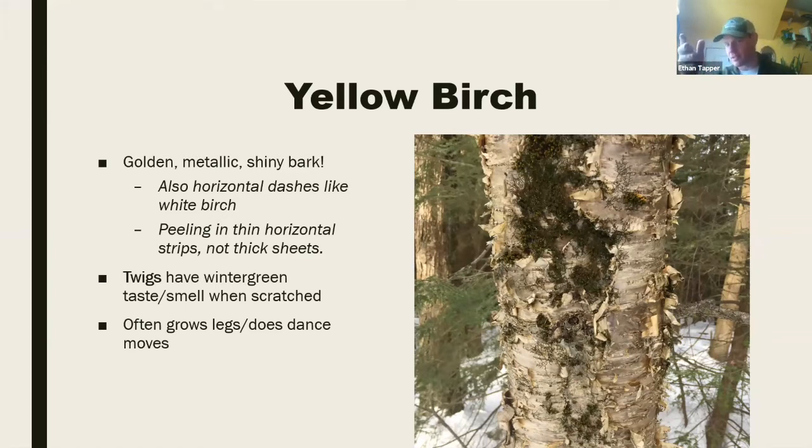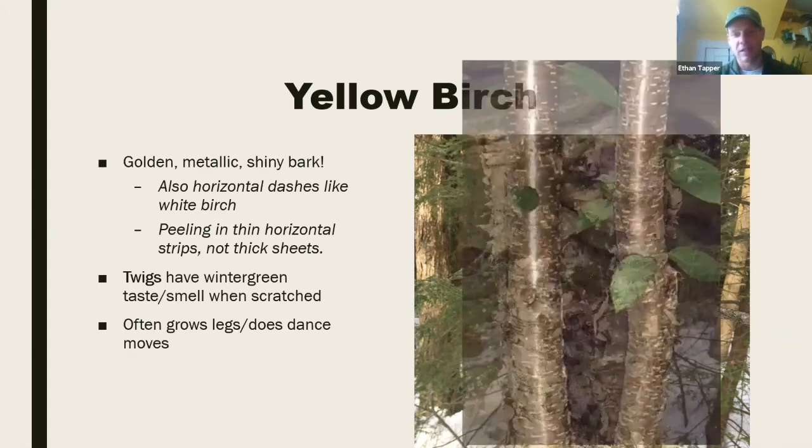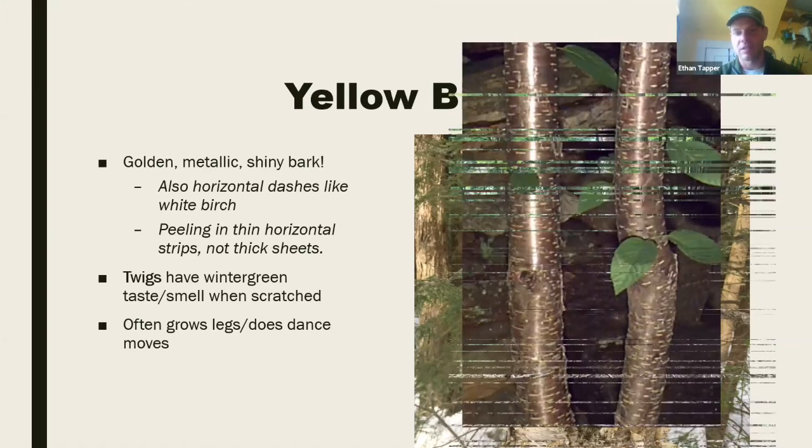I should mention both yellow birch and white birch have these horizontal dashes on their bark. They're called lenticels, but you don't need to know that. You just need to know that they look like these horizontal dashes. So they both have that, but you can tell between them because yellow birch bark will be golden and metallic, white birch bark will be white, yellow birch bark will be peeling in these thin little strips, paper birch or white birch bark will be peeling in those big papery sheets. There's also another interesting thing. That's what yellow birch looks like when it's young.